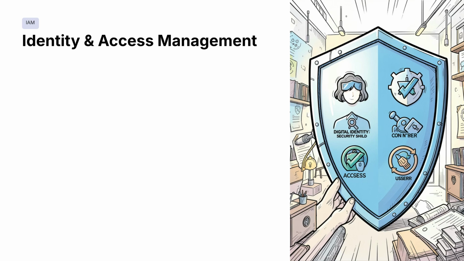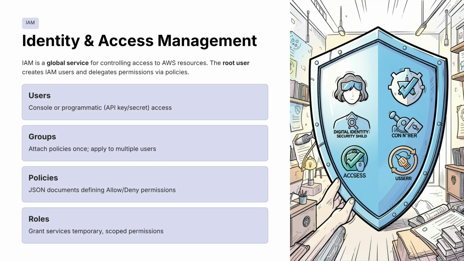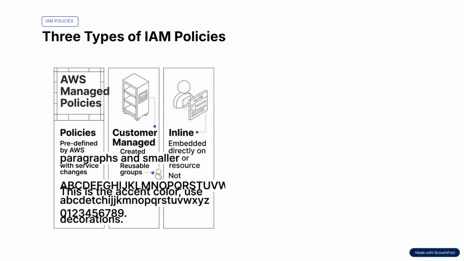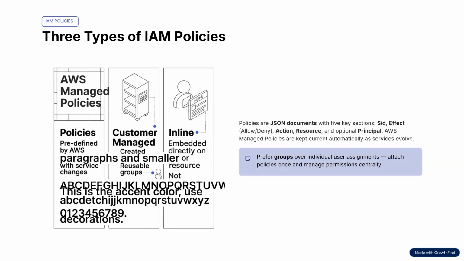The root user creates IAM users and delegates permissions via policies. The core concepts are users, groups, policies, and roles. Prefer groups over individual user assignments for central management. There are 3 types of IAM policies: AWS-managed policies, customer-managed policies, and inline policies. Policies are JSON documents with key sections like SID, effect, action, resource, and principal. Remember to prefer groups for centralized permission management.